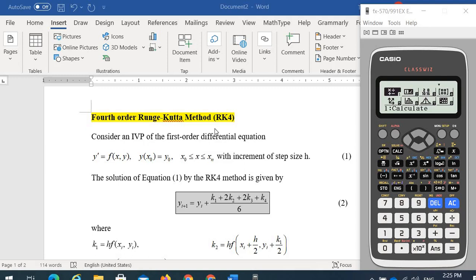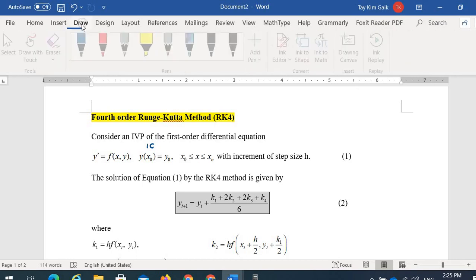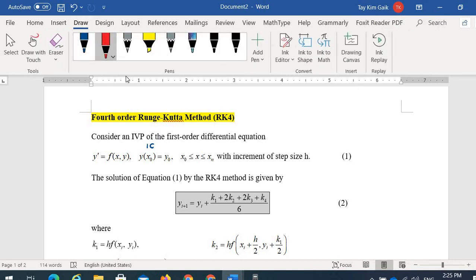Good afternoon. Today I'm going to show how to use the Casio fx-570EX ClassWiz calculator to solve the initial value problem of the first order differential equation y prime equal to f(x,y), given the initial conditions: when x equals x naught, y equals y naught, and x is in the interval from x naught up to xn with an increment of step size h, using the numerical method, namely the fourth order Runge-Kutta method, or RK4 for short.